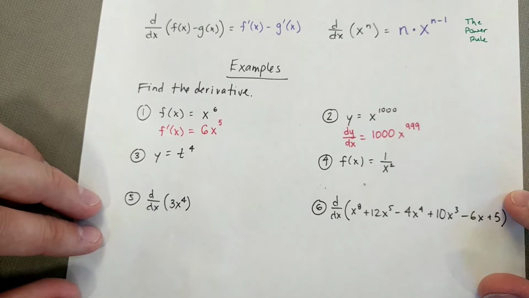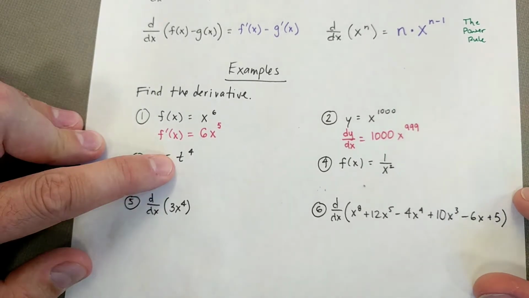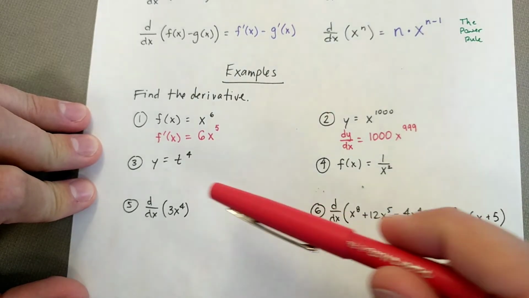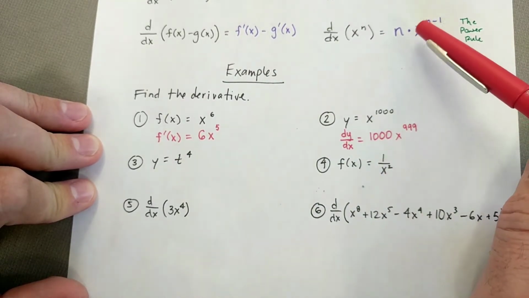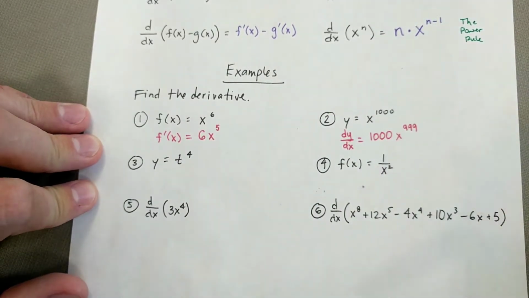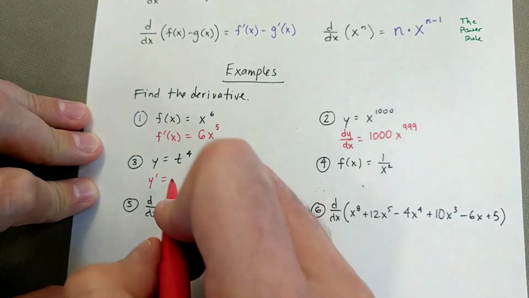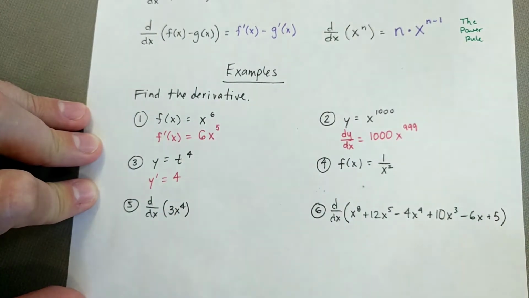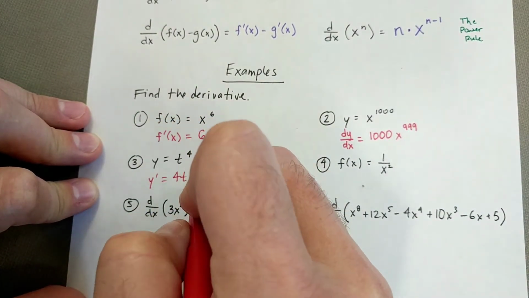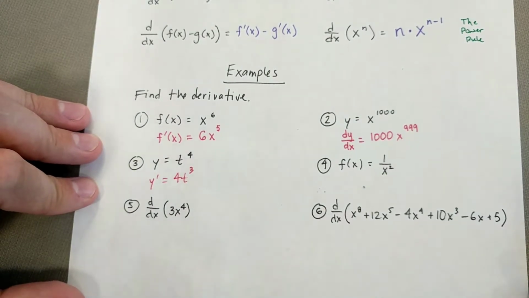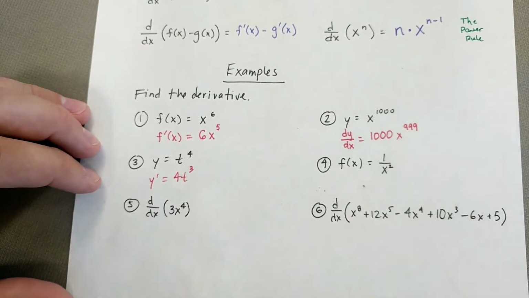All right, number 3. Just because we have a t doesn't mean that the power rule doesn't come into play. It totally does. So it doesn't matter if this is x or t or a or whatever. So yeah, this time I'll use y prime. Y prime equals that coefficient 4 times t to the, reduce it by 1, to the 3rd power. All right, next one.